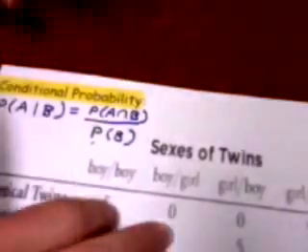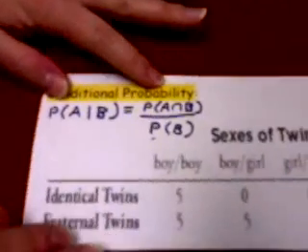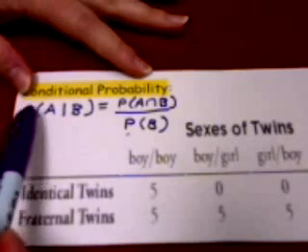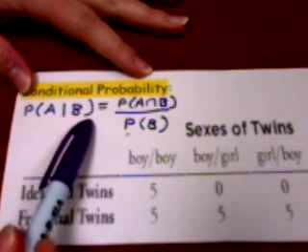Okay. The second topic that I want to talk about is the idea of conditional probability. Okay, I have this table here, and I can't see the whole table. But first let me talk about what the idea of conditional probability is. Conditional probability means that you're looking at a certain thing happening given that something else has already happened. So for example, the formula is probability of A given that B has already happened.